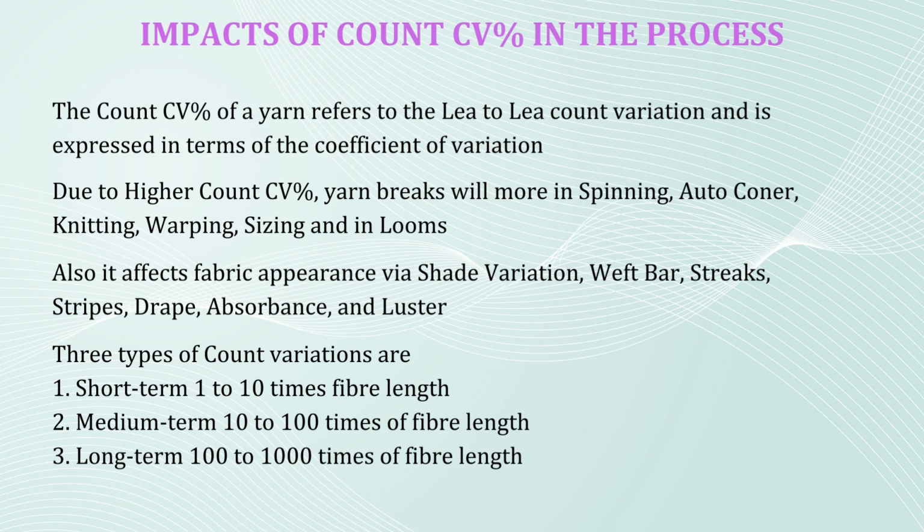Three types of count variations are: short term, 1 to 10 times the fiber length; medium term, 10 to 100 times the fiber length; and long term, 100 to 1000 times the fiber length.